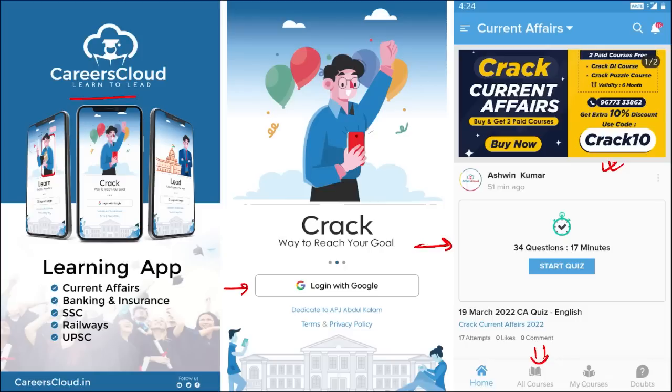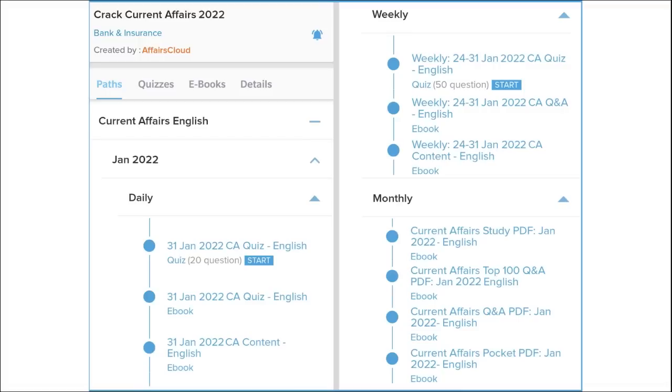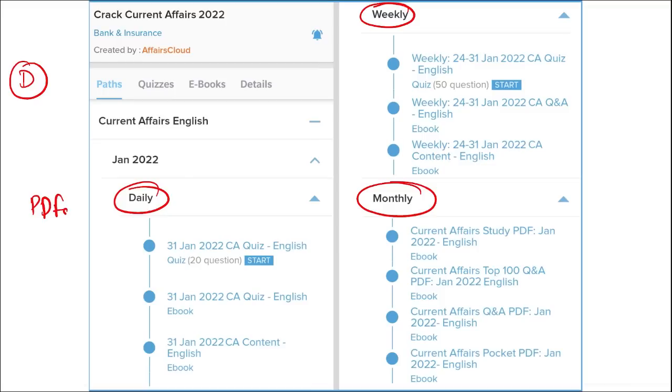If we talk about the course, why this course is so important and how you will benefit from it: we provide current affairs on a daily basis, on a weekly basis, as well as a monthly basis. On a daily basis, we will provide you with PDFs of the content of that particular day. Apart from this, you will get a quiz on your application of 20 questions on a daily basis that will help you boost your preparation.